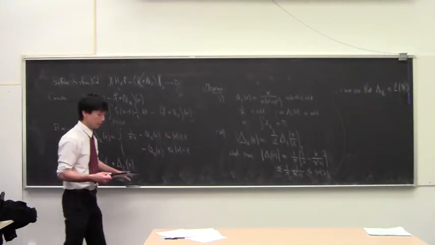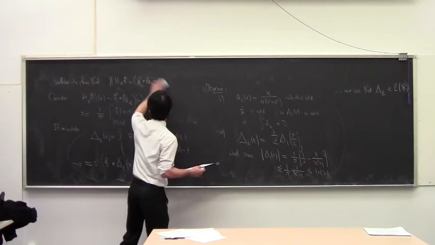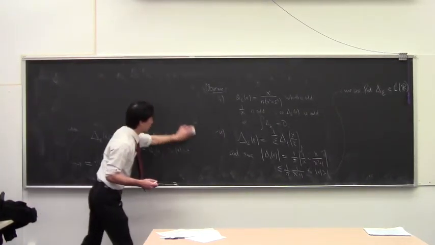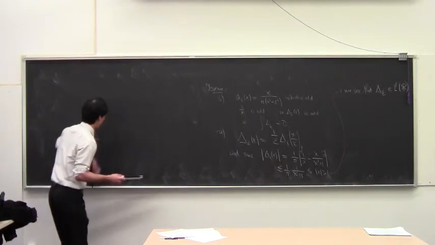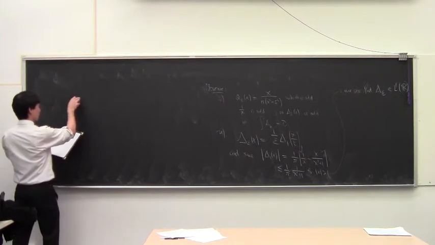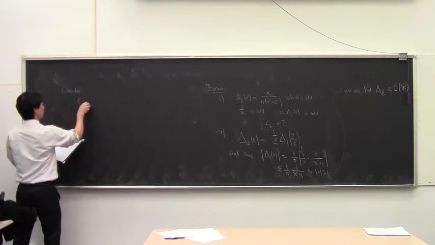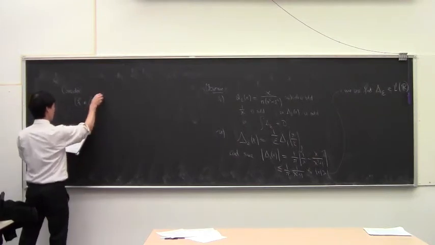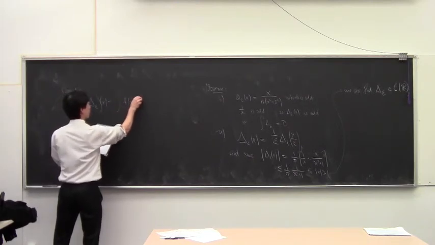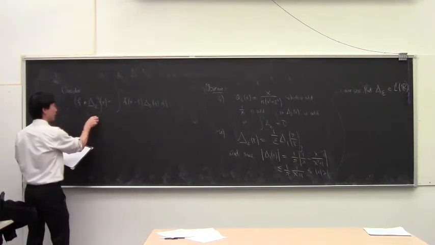Okay, so here we go. Let's finish it up. Let's consider f convolved with delta epsilon. Well, of course, that's just this. But we play a trick here.